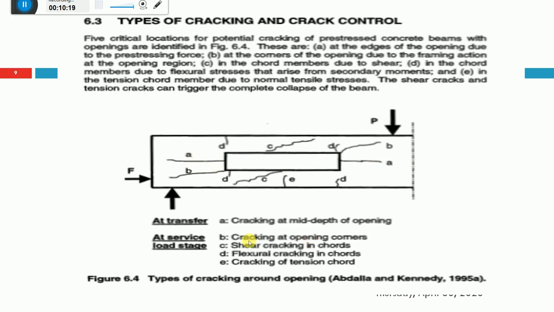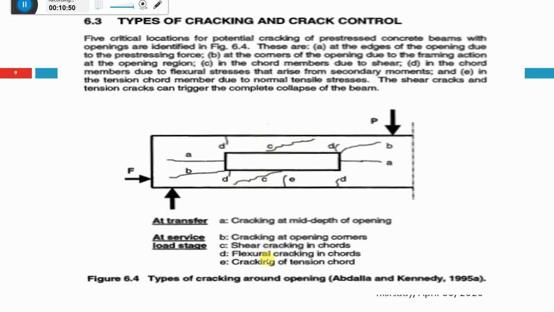Then at the service stage, there will be cracking at the opening corners. The crack will open at these corners, as per normal. There will be shear cracking in the chords. If you have an opening like this, you can say this is the top chord and this is the bottom chord. So this is the chord they have mentioned, the top chord and bottom chord. So this crack will be like this.